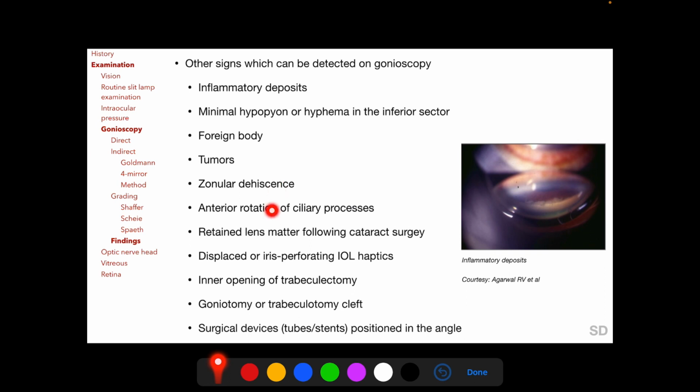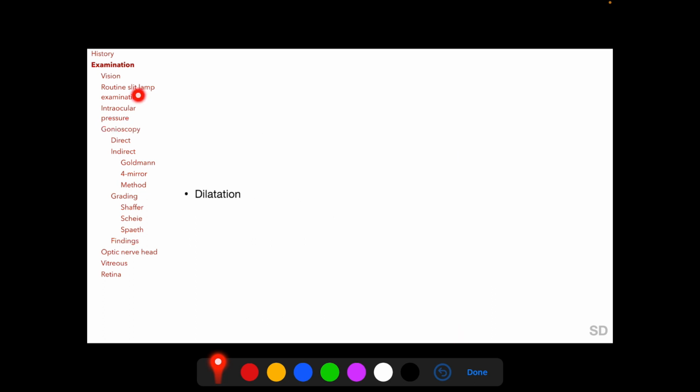on gonioscopy after pupillary dilatation, retained lens matter following cataract surgery, particularly in the inferior sector of the angle, displaced or iris perforating IOL haptics, inner opening of trabeculectomy, goniotomy or trabeculotomy clefts, and surgical devices positioned in the angle for treatment of glaucoma. So following routine slit lamp examination, intraocular pressure measurement and gonioscopy, the pupils are dilated for fundus examination, which we will be discussing in the next session.